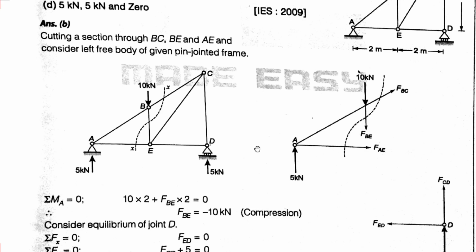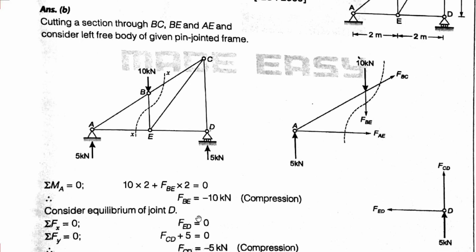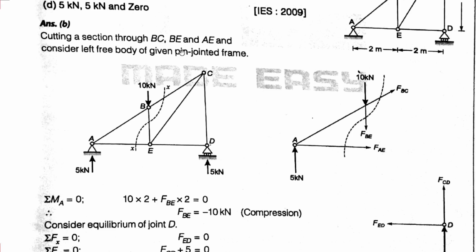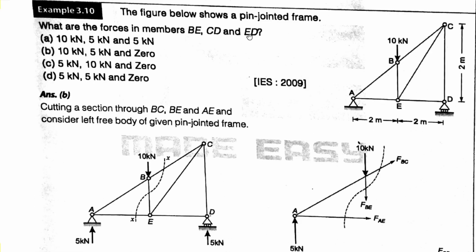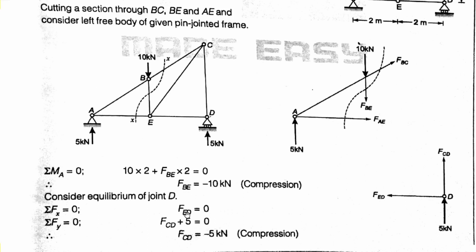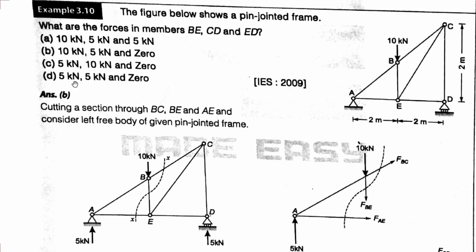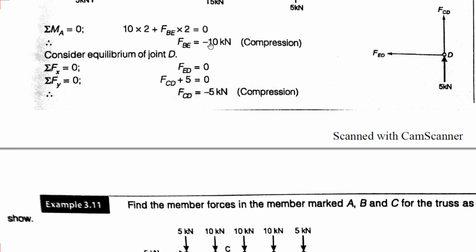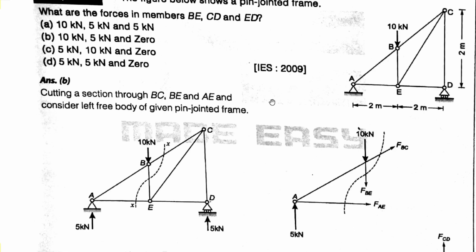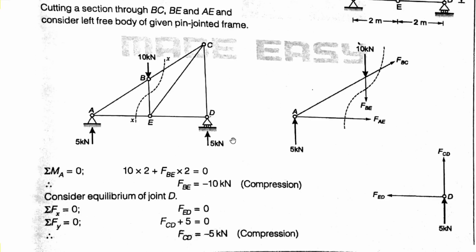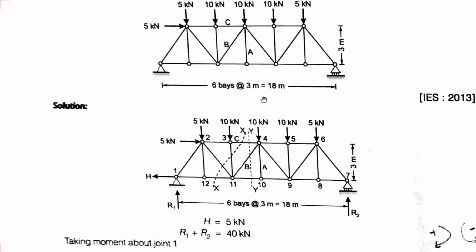By this way you calculated the member forces in BE, CD and ED. So minus 10, minus 5 and 0 is the correct answer. So the option is B, 10, 5 and 0. It is in compression in nature if we have a minus sign. By this way you can apply the concepts of method of section to determine the forces in a few members in the truss. So move on to the next question.